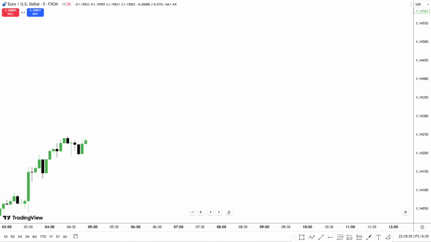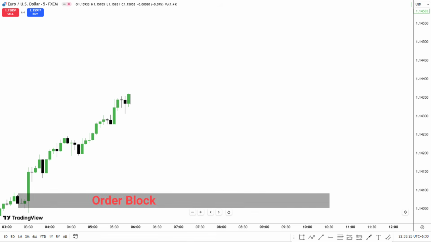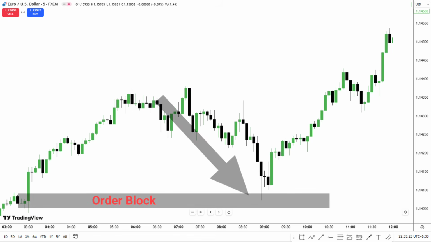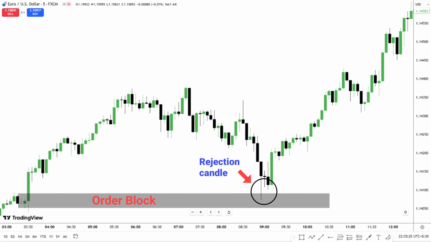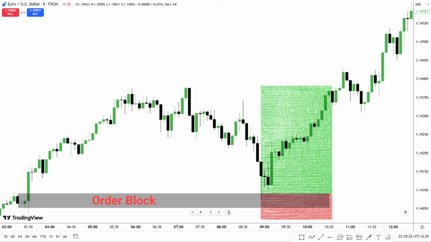Let's look at an example. If price is falling and you see a strong bullish move up, go back and mark the last red candle before the push. Wait for price to return to that zone. If price comes back, rejects the zone, and forms a bullish candle, you can enter a buy trade.